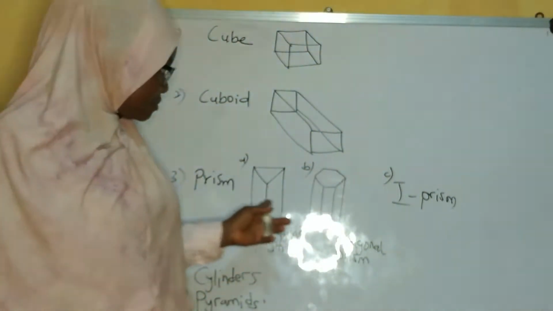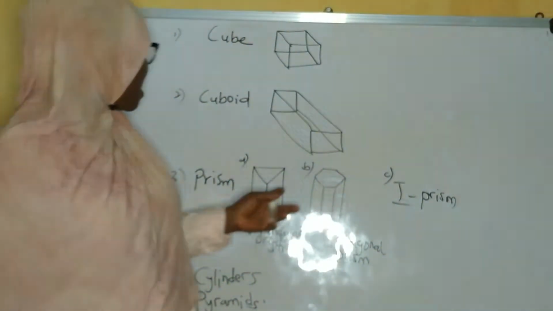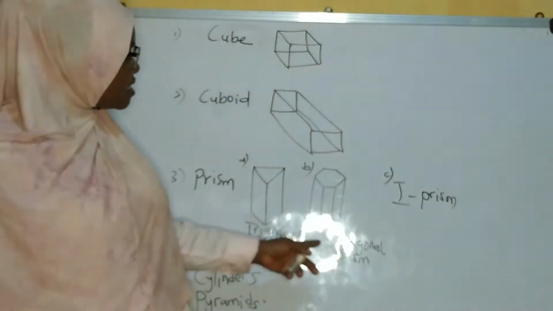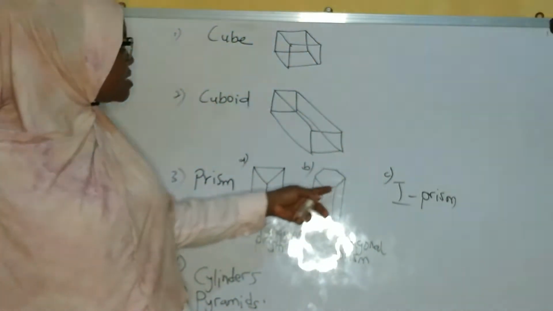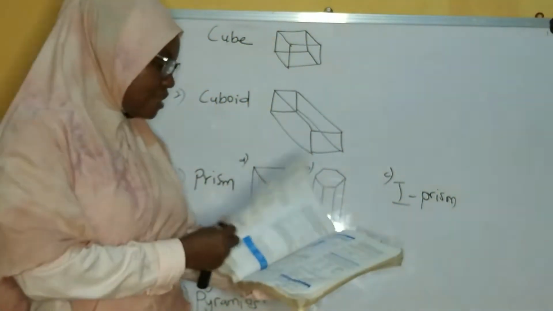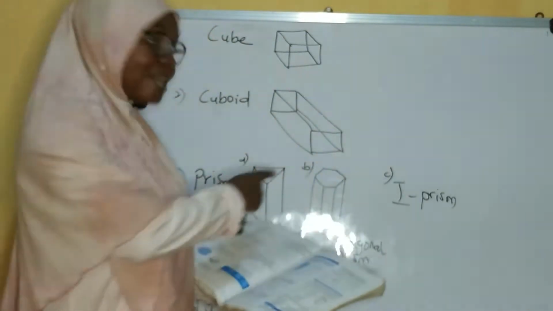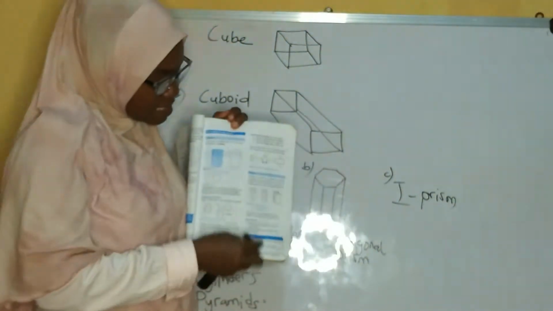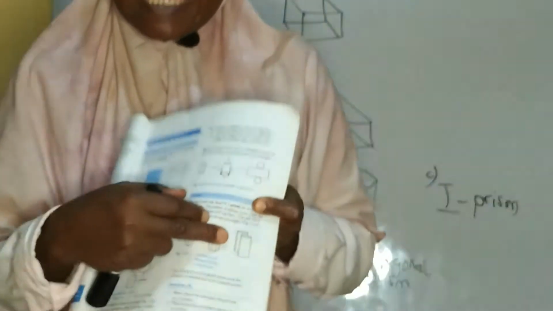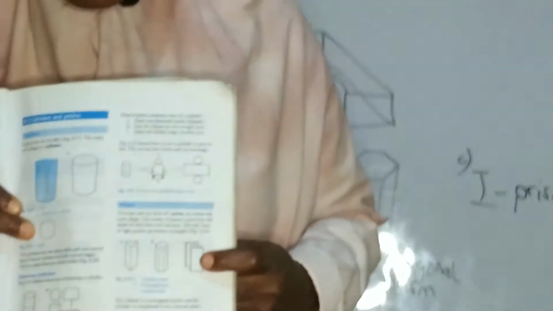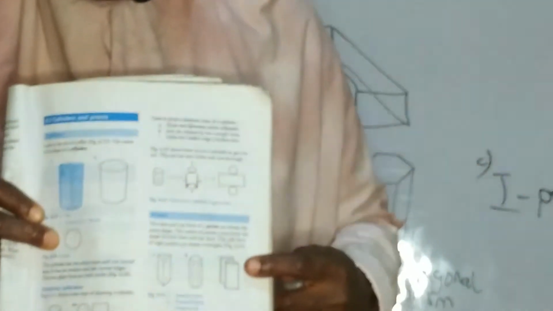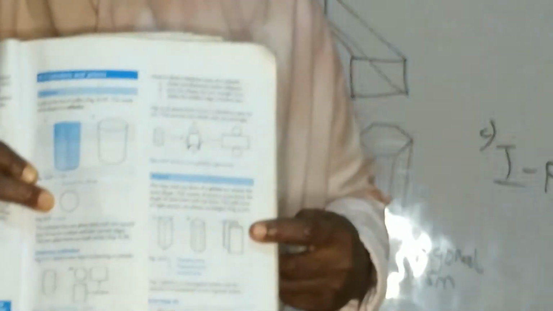Alright, we also have prisms. Now, this is a type of prism that we have. We have the triangular base prism. You can see that this side is a triangle. And we have the hexagonal prism, having 6 sides here. Then we have the I prism. I don't know if you can see, you can take a look at this I prism here, because I can't draw it. But this is an I prism. Is that clear? All right, I believe you can see it clearly now.